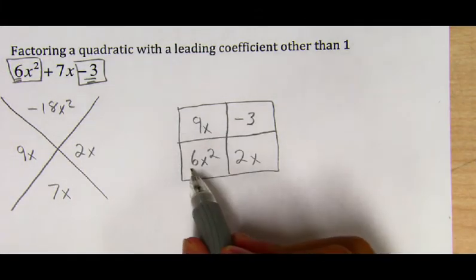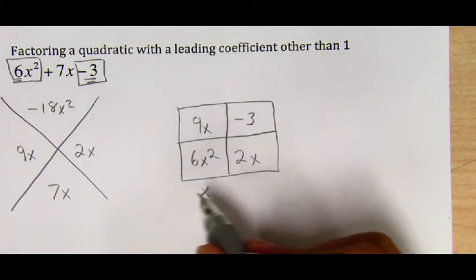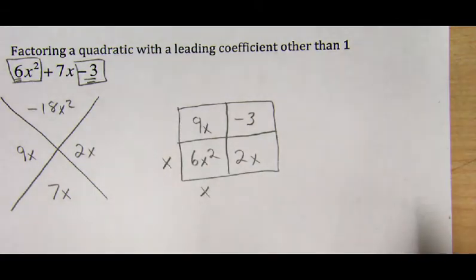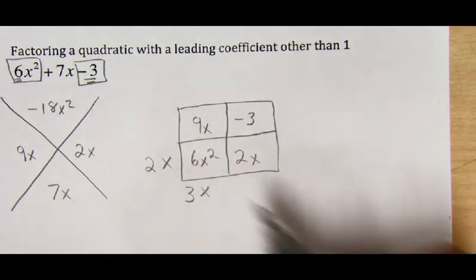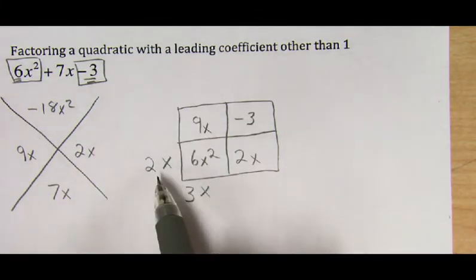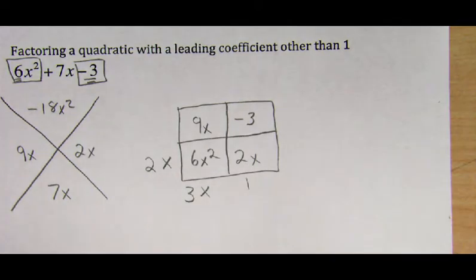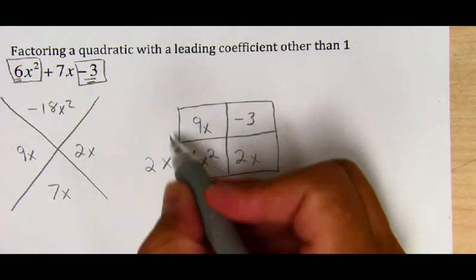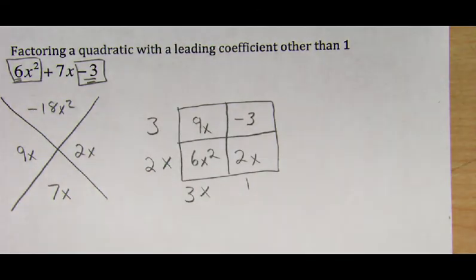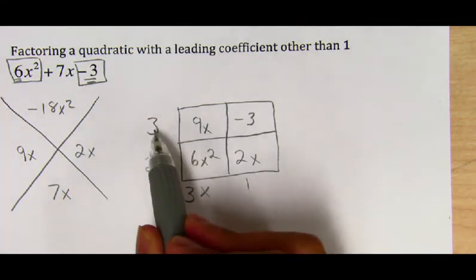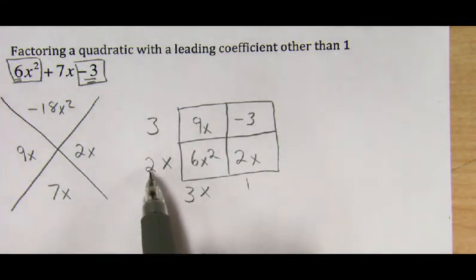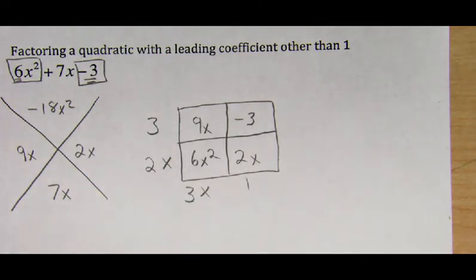Now, since this leading coefficient isn't a 1, I'm still going to have an x and an x for the x squared, but I need two numbers that multiply to give me 6. In this case, I'm going to use a 2 and a 3. Now, it does matter where you put them. I put the 2 here because I know that 2 times 1 is equal to 2, and 3x times 3 will give me 9. If these were switched around, I couldn't multiply 2 by a whole number to get 9, and I can't now multiply 3 by a whole number to get 2.